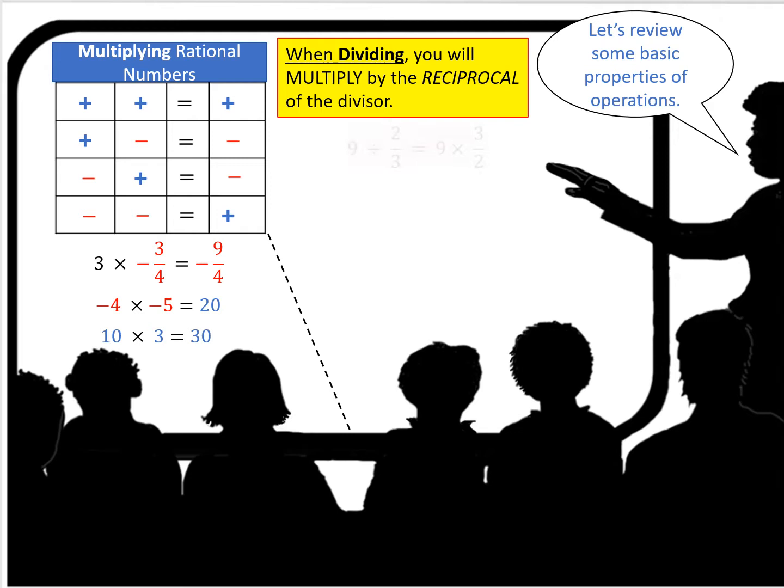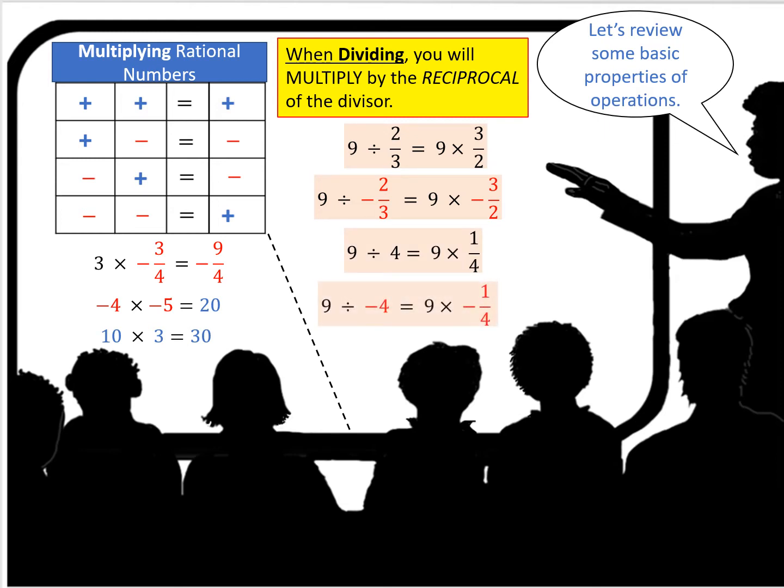3 times negative 3/4. Positive times negative is a negative. Multiply the numerators, that's 9. Multiply denominators, 3 is over 1, that's 4. Negative 4 times 5, negative 5 is positive 20. And 10 times 3, positive times positive is a positive.